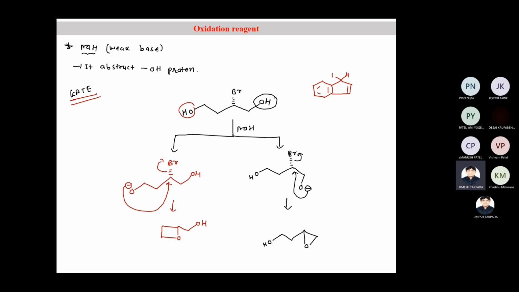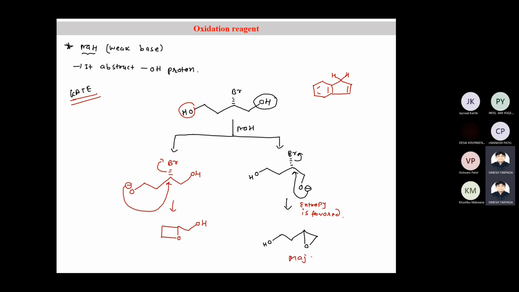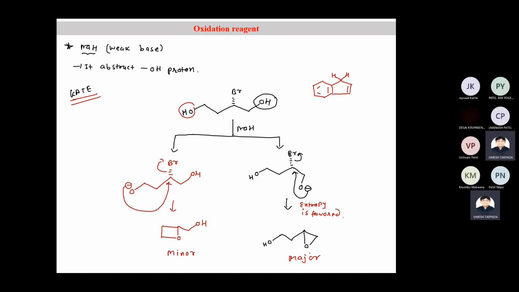Because the nucleophilic attack should not be far away. Very good, so entropy is favored. See, the Br group is near, so cyclization can easily happen. The distance increases, so it's difficult to do cyclization. So here entropy is favored for the reaction. Formation of a 3-member ring is always preferred over a 4-member ring. So this is minor and this is major. So of the two products given, you have to tick this one.